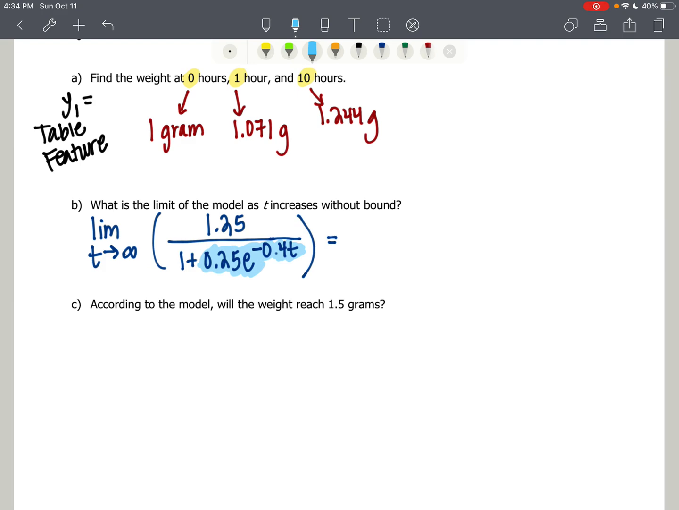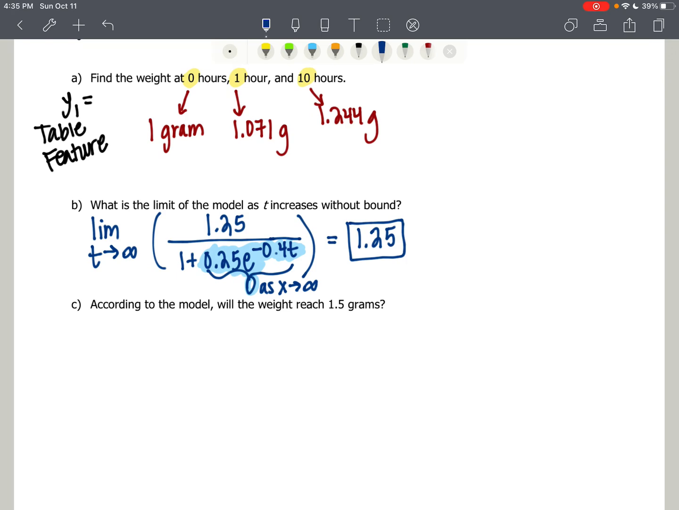The reason being is because of that negative 0.4. So a negative times a really big number is a negative big number. E to the negative large number is going to be 1 over e to a large number. 1 over a really big number is like 0. It becomes insignificant. And 0 times 0.25 would be 0. So all you would be left with, this is going to become closer and closer to 0 as x gets closer and closer to infinity. So we'd have 1.25 over 1, which is just 1.25.